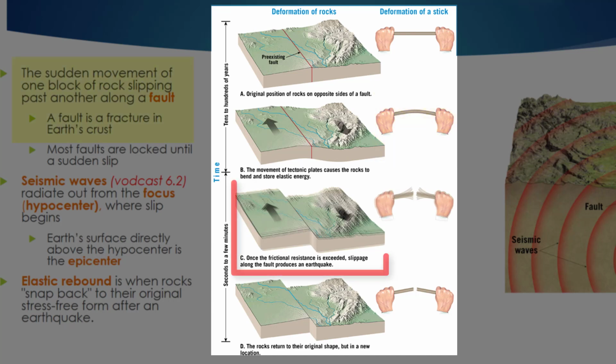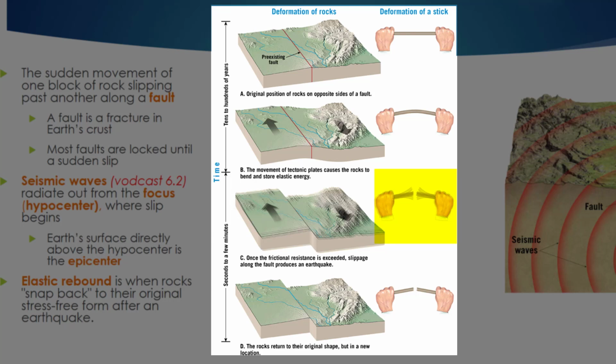Okay, now let's turn our attention to image C. This is where the earthquake occurs. At some point, the frictional force just can't keep these rocks from slipping past one another. And as soon as that slippage occurs on that fault line, we have an earthquake. For our conceptual understanding, you kept bending and bending that stick more and more until it reached its breaking point.